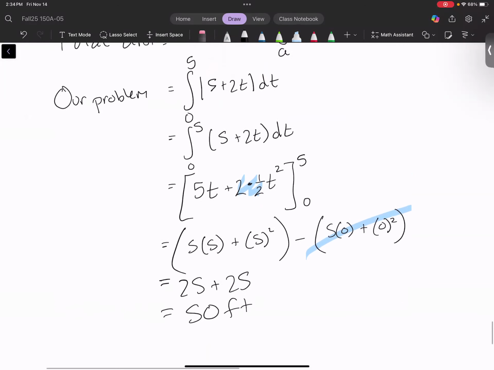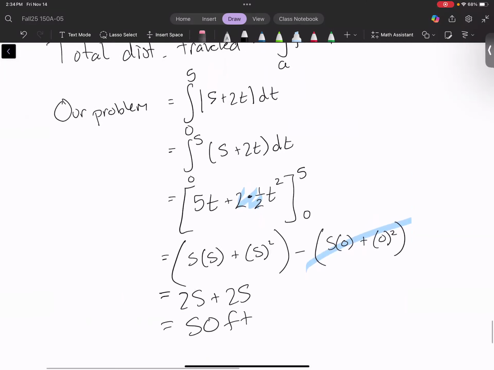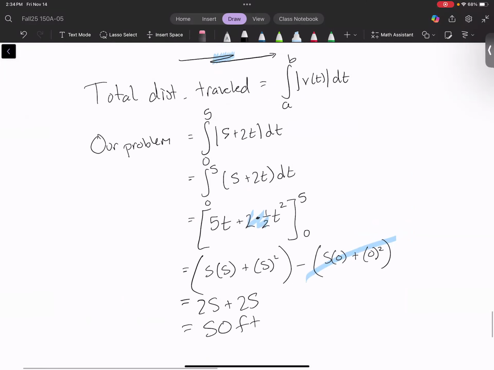Okay. So if my velocity is 5 plus 2t feet per second, where t is the time passing, then in 5 seconds, I will travel 50 feet.